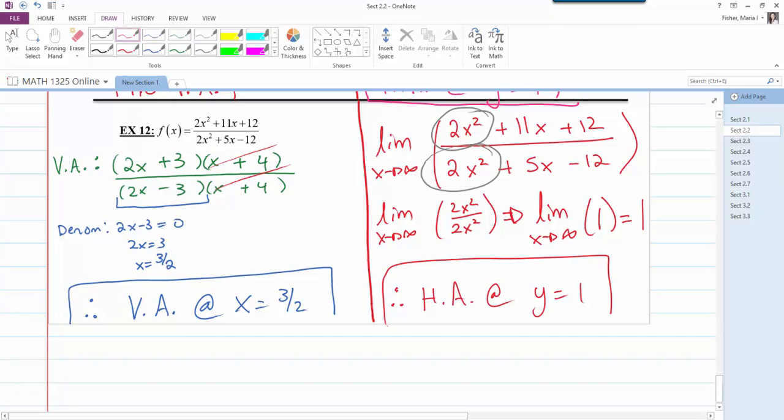That's it for section 2.2, where we looked at limits at infinity and infinite limits.